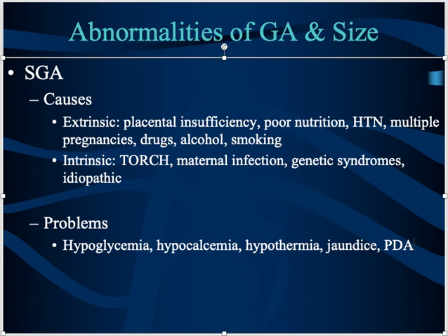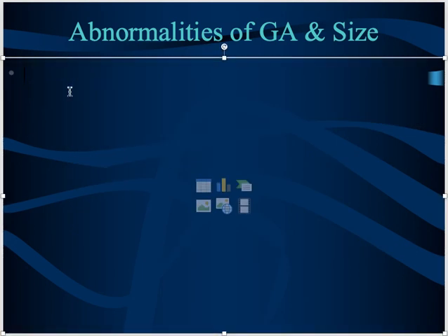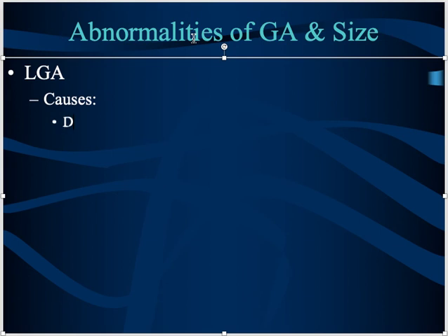So the last one is the large for gestational age. Of course, these are the babies whose weight is more than 90th percentile. Very easy to remember, guys. What are the causes? And what should be the first cause? Remember one thing, it's a large baby, so diabetes mellitus should come first.